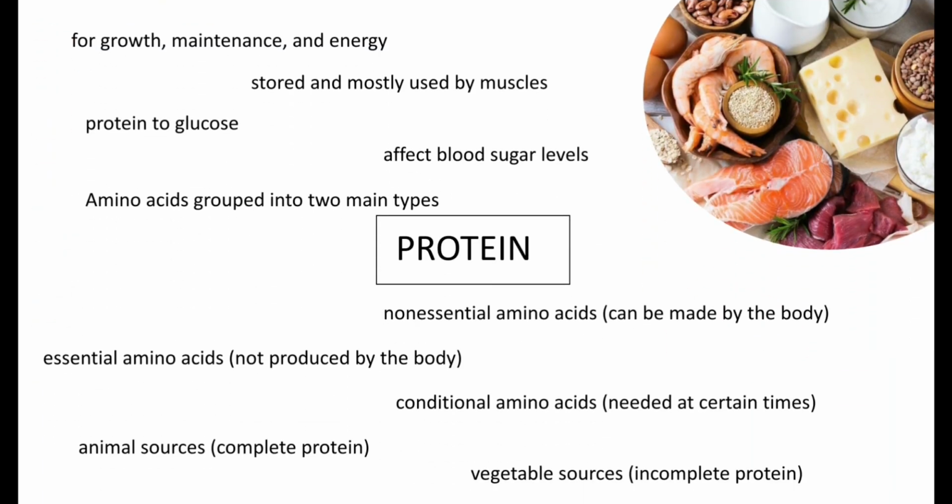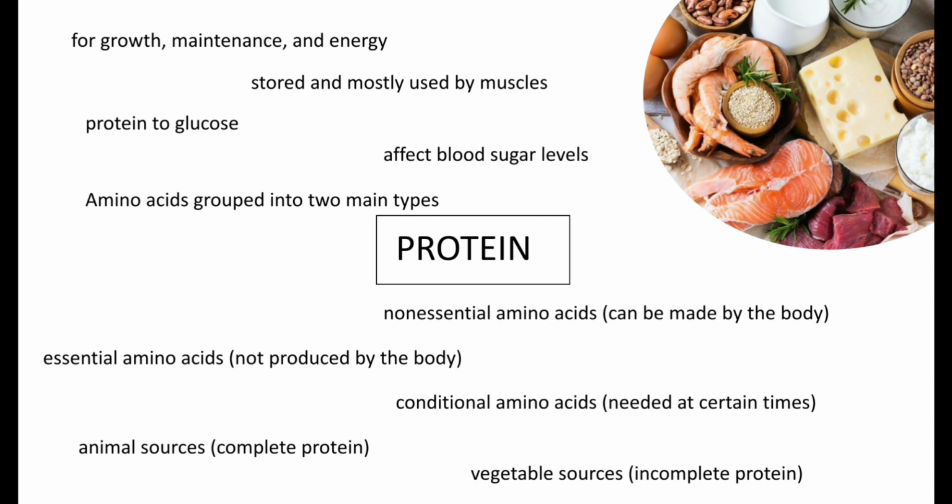Protein. Your body needs protein for growth, maintenance, and energy. Protein can also be stored and is mostly used by your muscles. Your body converts protein to glucose. Protein takes 3 to 4 hours to affect blood sugar level when it really has an effect. Foods that are mostly protein won't cause much increase in blood sugar. Protein also has 4 calories per gram in a healthy diet, and about 12 to 20% of your total daily calories must come from protein.